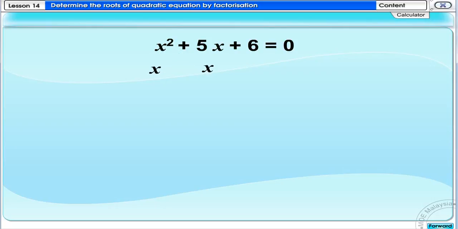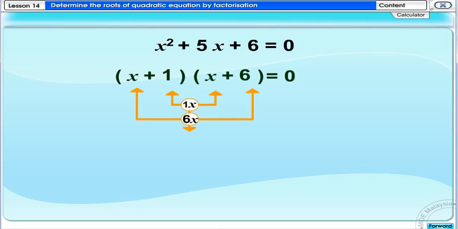The factors of x squared are x and x. There are several factors for 6, such as 1 and 6, and 2 and 3. If we try 1 and 6, the middle term becomes 7x, not 5x. Therefore, we cannot use 1 and 6 to find the roots of this equation.